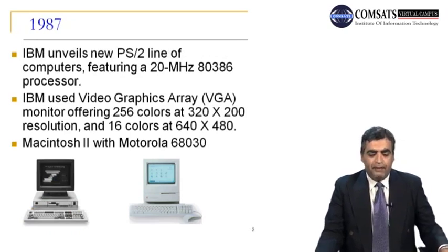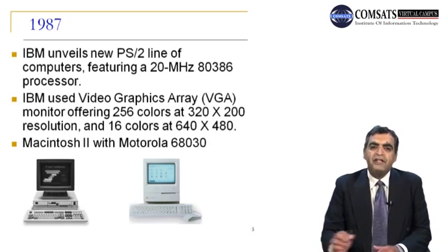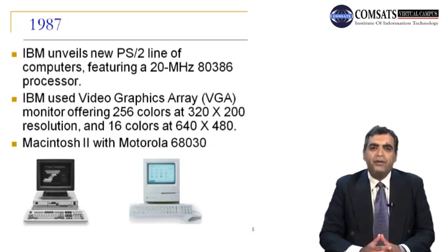In 1987, IBM unveiled the new PS/2 line of computers, featuring a 20 megahertz 80386 processor. IBM used the VGA, meaning Video Graphics Array monitor, and it was offered in two varieties, offering 256 colors at 320x200 resolution.